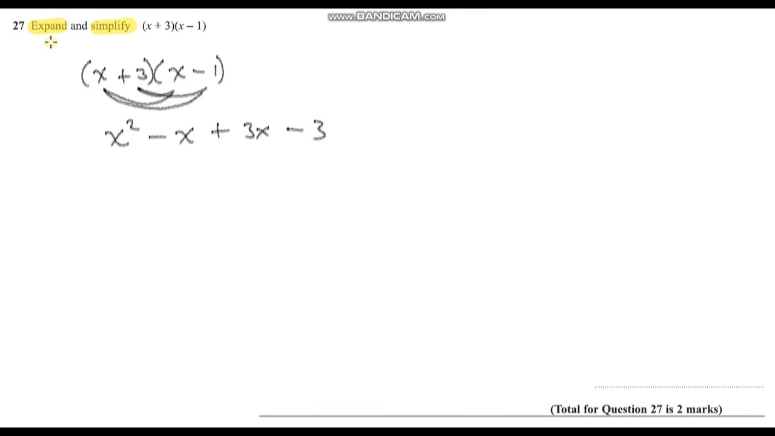So we have done the expanding part, but we just need to simplify this. So we've got x squared minus x plus 3x, well, that's plus 2x, and then minus 3. So this is fully simplified now. So that's our answer, x squared plus 2x minus 3.